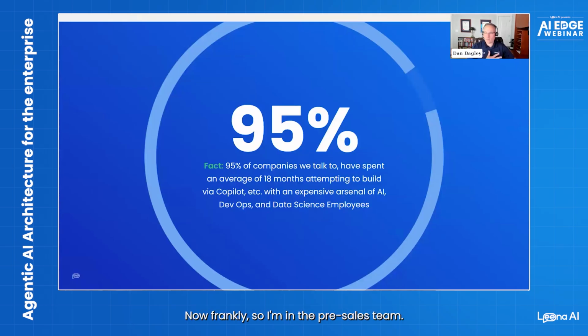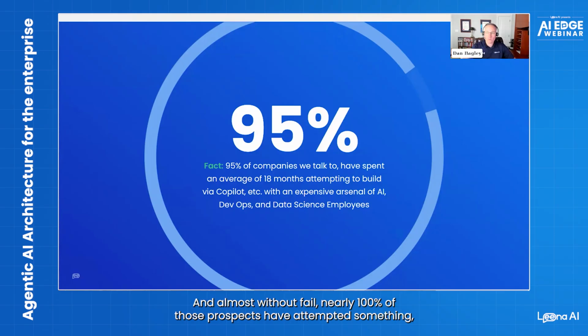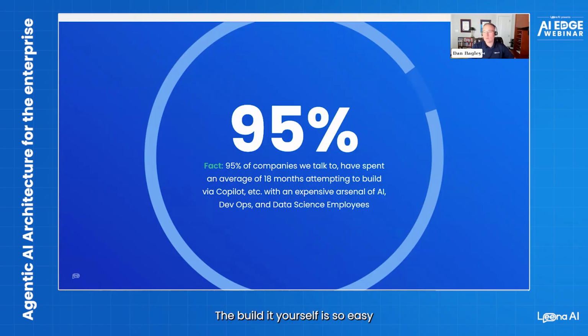Now, frankly, I'm on the pre-sales team, so I talk to a lot of our prospects and customers before they come on board, and almost without fail, nearly 100% of those prospects have attempted to build it themselves, whether it was Copilot or building on ChatGPT Enterprise, something along those lines. Build it yourself is so easy because the first time each of us saw generative AI build something and answer a question, it was nothing short of magical. It's very easy to start a proof of concept and say, hey, this is easy. It's super fast. I can build this myself.